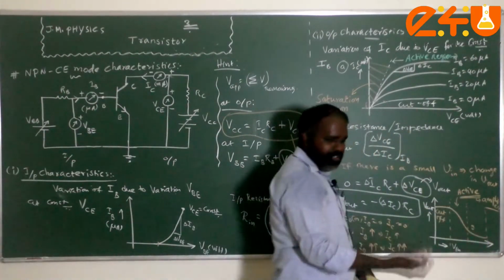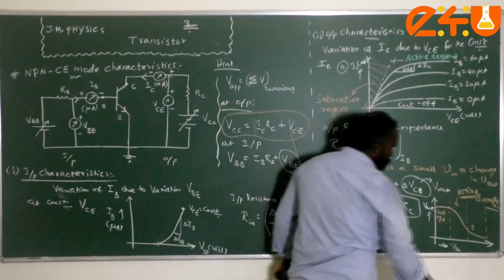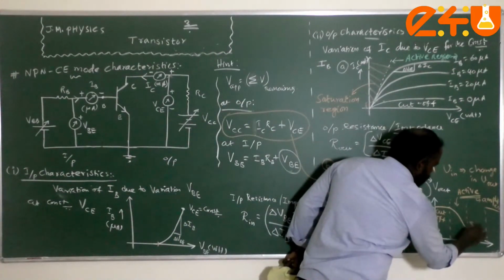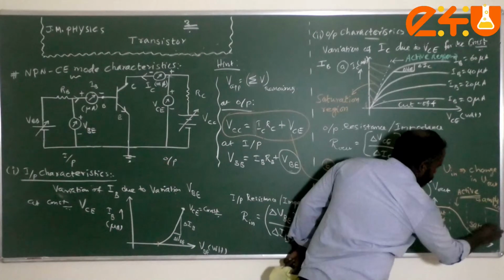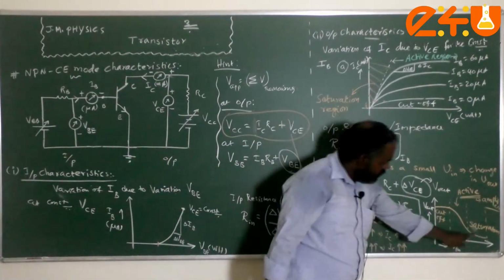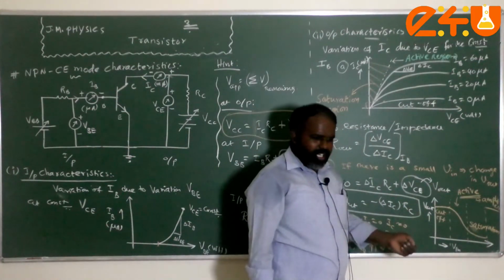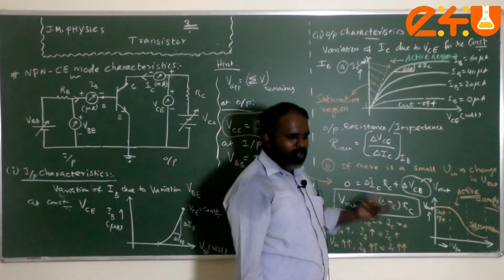So this region is called what, children? Maximum current means saturation. Maximum current means what, children? Saturation, as we said here. So this region is called the saturation region.